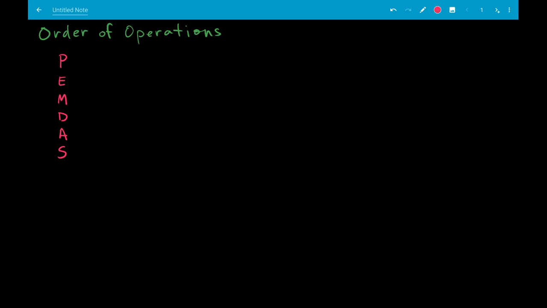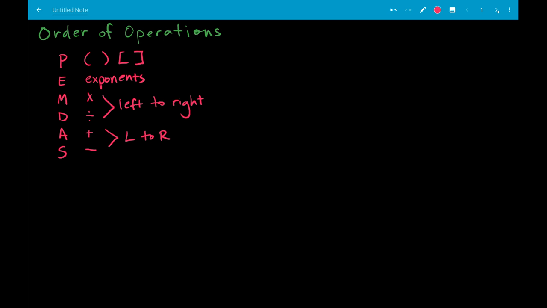The P stands for parentheses, or brackets really, it's just grouping symbols. E is exponents. M is multiplication. D is division. A is addition, and S is subtraction. Now, when we multiply and divide, we need to do that left to right. And that is the same thing with your addition and subtraction, so left to right.